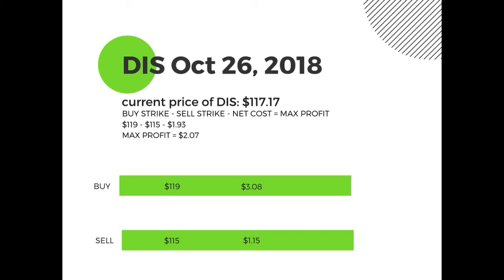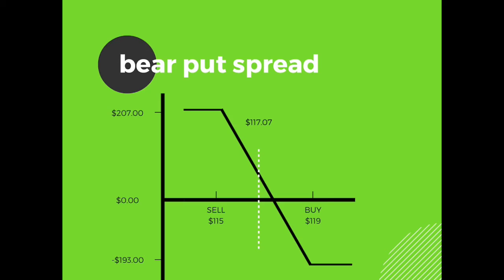So now our max profit is going to be the buy strike of $119 minus the sell strike of $115 minus the net cost of $1.93. So our max profit is $2.07 or $207 per contract. So for this trade, we're actually risking $193 to make up to $207. Now that's pretty good. Now our break-even price for this trade is the buy strike of $119 minus the net cost of $1.93. Our break-even is $117.07. So here's what this example looks like visually.